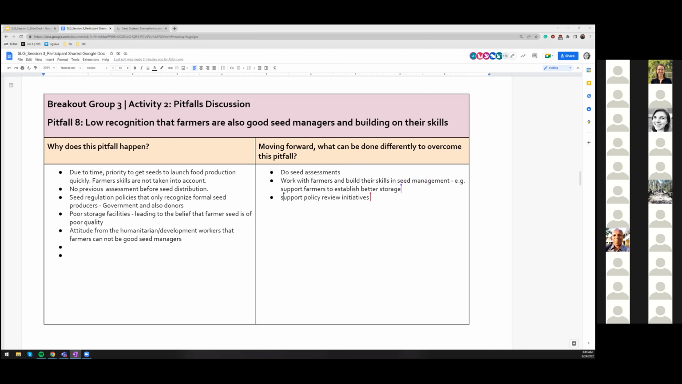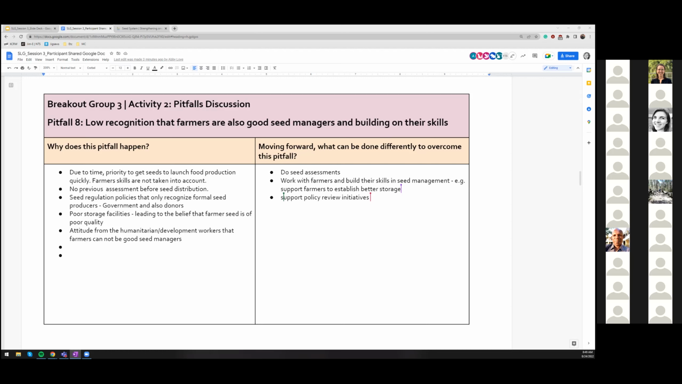One of the reasons is due to time. You find that most programs don't have enough time to do initial seed assessment to be able to appreciate the farmers' knowledge and understand the context in which the farmers are operating. The other point is that no previous assessment is done before the actual distribution. Most of the policies, particularly government policies and also donors, only recognize formal seed producers, and therefore the farmers are never recognized as good seed managers.